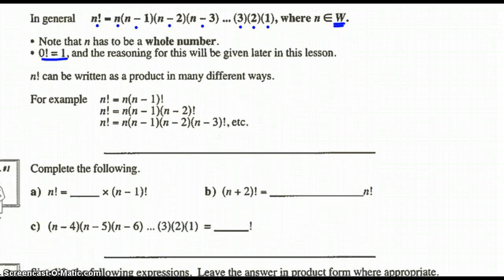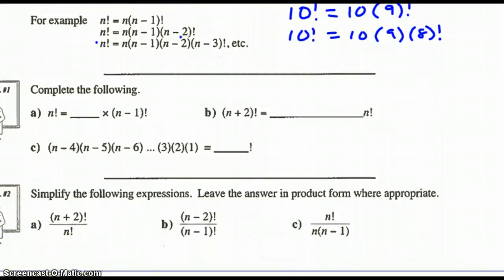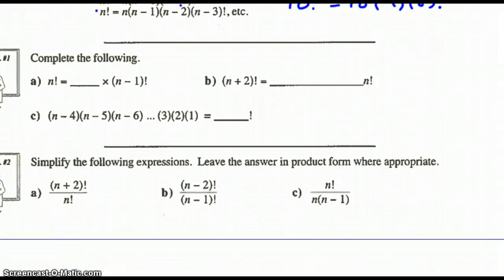So n factorial, just like if I had 10 factorial, it can be written as n times n minus 1 factorial. Just like we said, 10 times 10 minus 1 would be 9 factorial. N factorial could be n times n minus 1 times n minus 2 factorial. Or we could have said that's 10 times 9 times 8 factorial. So it's the same statement. We're just rewriting it in general like we did with the numbers. We're going to use this idea to simplify some of these examples.